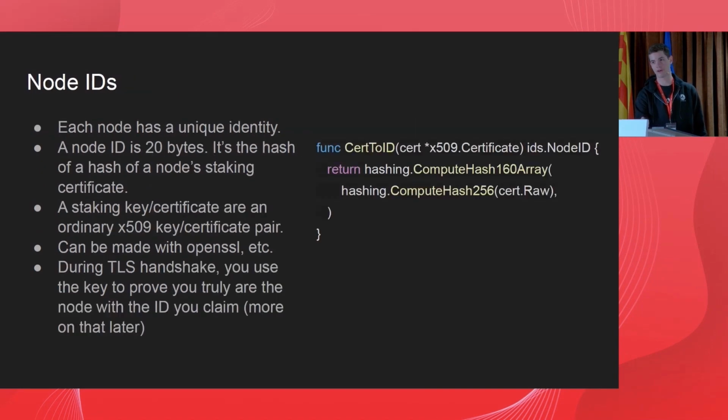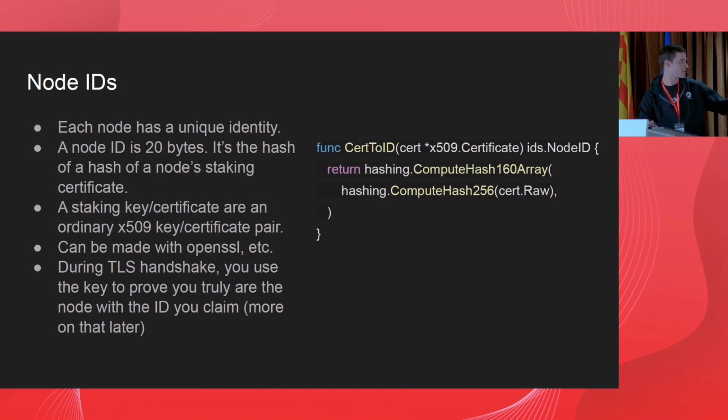So every node in the Avalanche network, whether you're a validator or not, has a node ID. And this is just a hash of a certificate. This is just an ordinary X509 certificate. There's nothing special about it. You could generate it by just doing OpenSSL req and so on. So nothing special or mysterious there. Okay, so this node ID is 20 bytes.